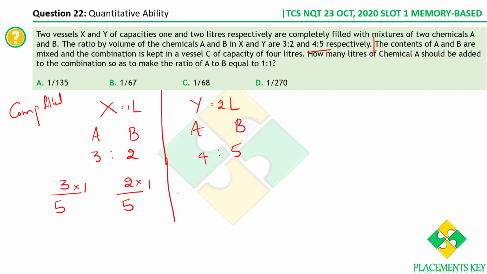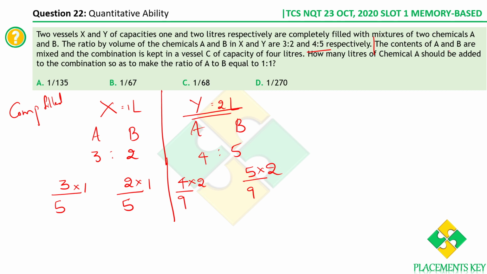Now in this case, same thing. 4 parts out of total how many parts? 9 parts, into 2 liters, because it's completely filled. Therefore the total volume is 2 liters. Similarly for B, how many liters do we have in the second vessel? 5 parts divided by total 9 parts, into the total volume, 2 liters. This is what we've got.